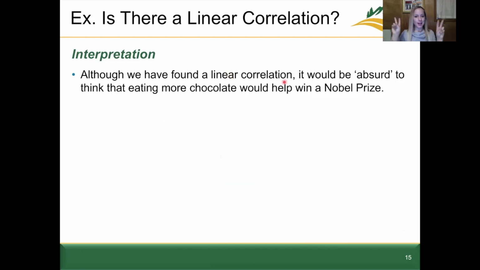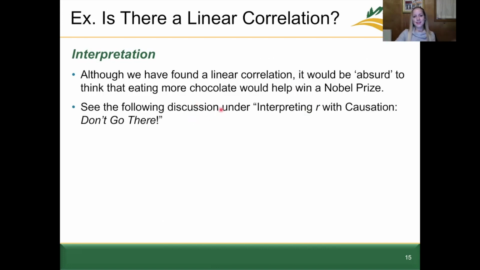Now, the interpretation here is a little bit funny because although we have found a correlation, it would be, quote, absurd to think that eating more chocolate would actually help win a Nobel Prize. So what we're getting at here is although we can prove a linear correlation between chocolate consumed and Nobel laureates, we need to think critically still. Can we truly connect these two pieces of data, and should we? We'll talk a little bit more about this idea of causation versus correlation in a few slides. That discussion will be interpreting R with causation.